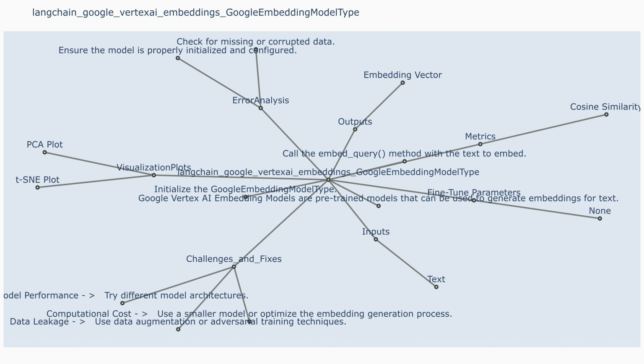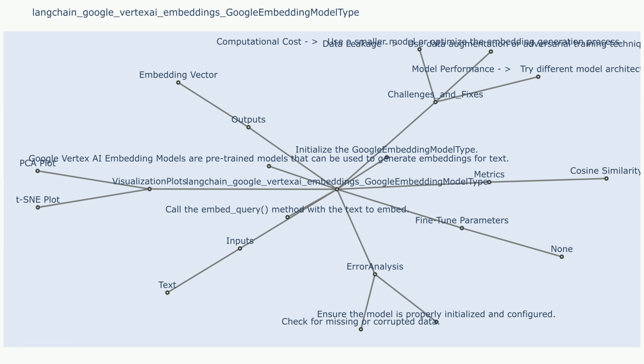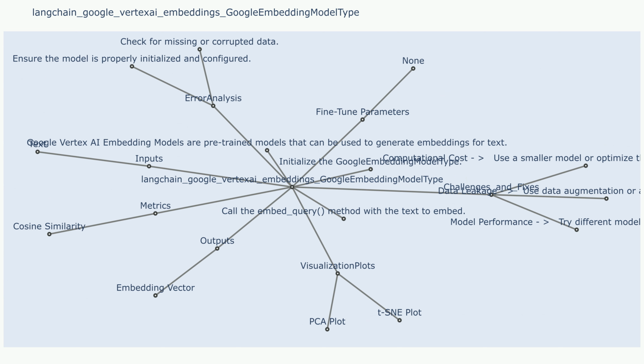Langchain Google Vertex embeddings. Google embedding model type. Description: the Google embedding model type is a Langchain integration for utilizing Google Vertex AI embedding models to generate vector representations of text. It leverages the power of pre-trained models from Google to embed text into a multidimensional space, enabling tasks like semantic similarity search, clustering, and text classification.